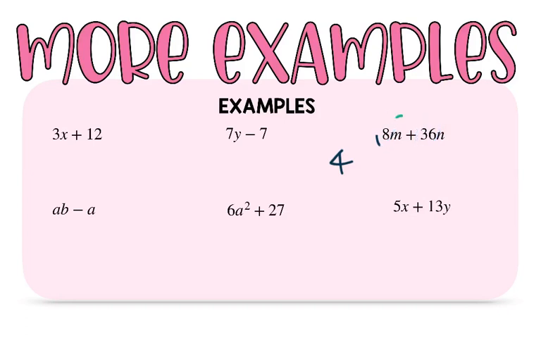And then let's look at the letters. This one's an M, this one's an N. They're two completely separate letters. They have nothing in common. There's nothing I can take out. So my GCF is just going to be 4.